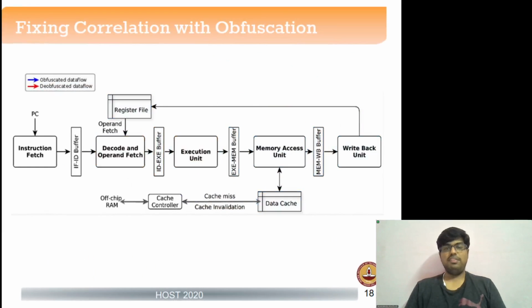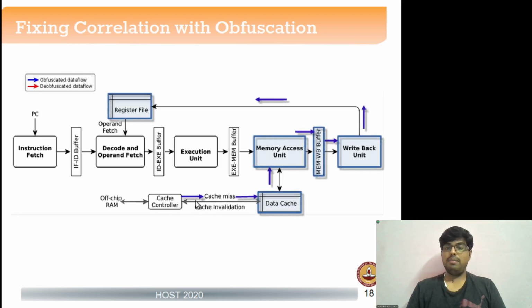Here is the idea of obfuscation. When the data is fetched from off-chip RAM by the cache controller, the data has to be obfuscated. From there on, the obfuscated data will be held by all of the data modules and also the data path. So when the data stored in the register file is fetched for the operand fetch stage, the data has to be deobfuscated in order to do the execution.